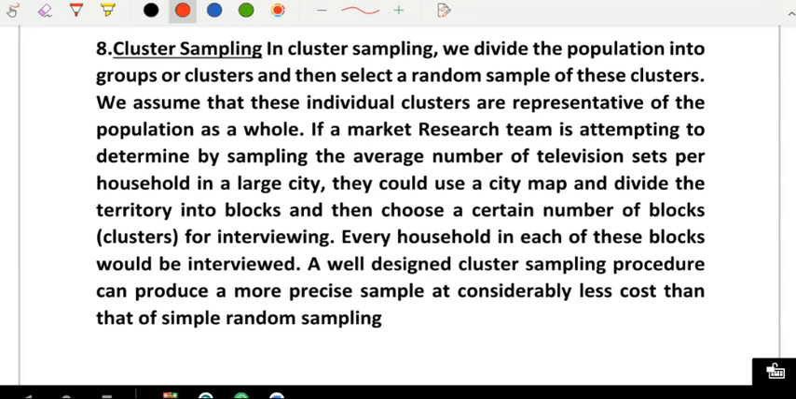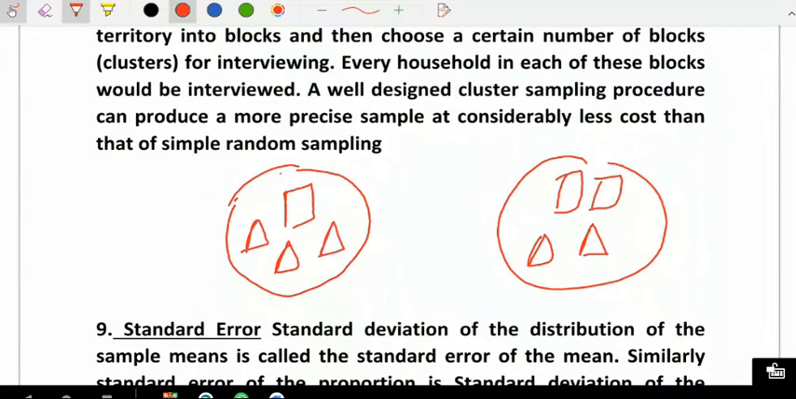I'll just show you how it is different from stratified sampling. You can see the figure. A cluster may look like this: from outside they are okay, cluster number one, cluster number two. But if you go inside, you will find heterogeneity. Quadrilaterals and triangles are put together, and quadrilaterals and triangles are put together. But in stratified sampling, all triangles were put together and all quadrilaterals were put together. So this is the basic difference between stratified sampling and cluster sampling. We have to understand this.